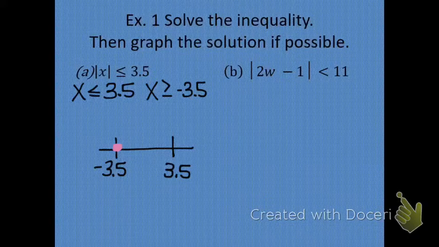And the circle on 3.5 should be what? Closed also, because it's or equal to, it's part of the solution. Now, again, be careful. Make sure you're looking at the right inequality. What direction should the arrow be going from negative 3.5? To the right, it's greater than. And the arrow from the positive 3.5? To the left, because it's less than.